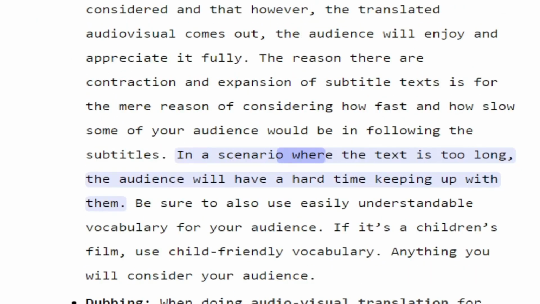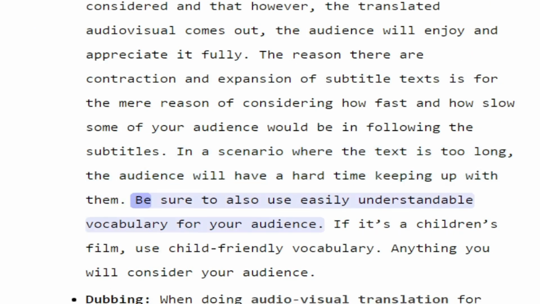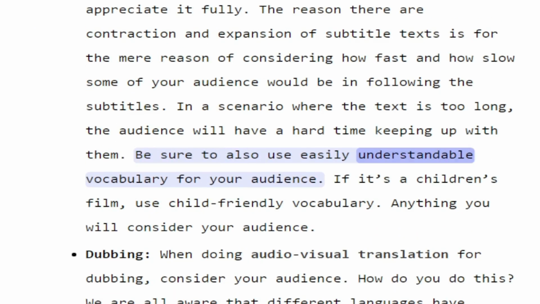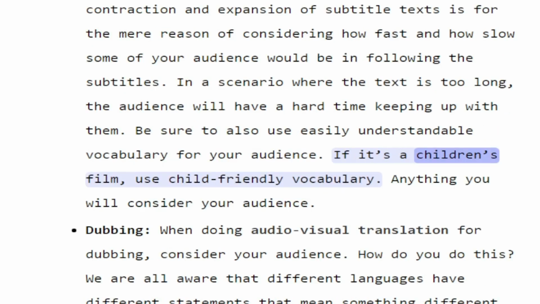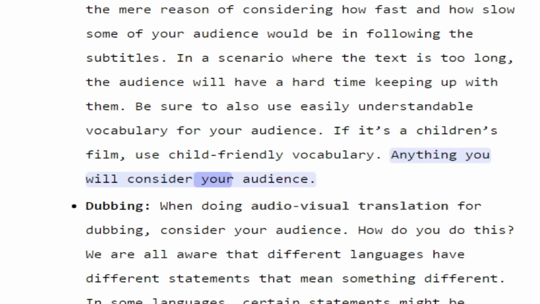In a scenario where the text is too long, the audience will have a hard time keeping up with them. Be sure to also use easily understandable vocabulary for your audience. If it's a children's film, use child-friendly vocabulary. Anything, you will consider your audience.